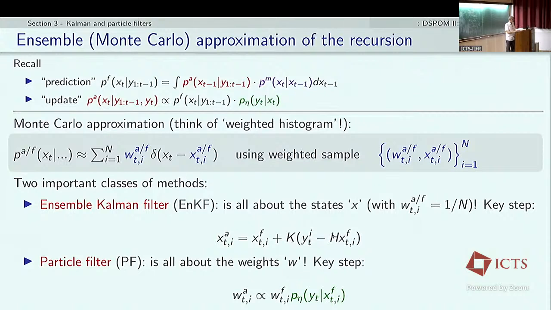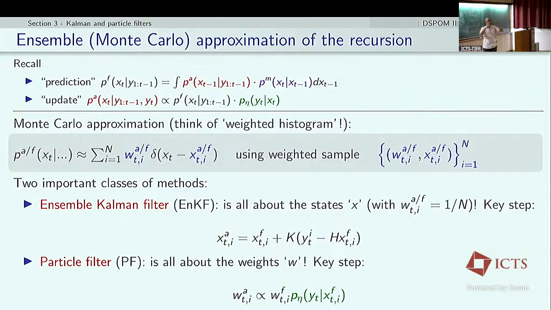So what happens in the Kalman filter? Essentially the weights always just continue to remain 1 over n, so it's not an importance sample, and the sample points move around. A picture would be something like this: you have these sample points at time t. When you do the update, the actual position of the sample points will change. That's the xa. Then they go forward in time, and at the next observation time you change the actual sample, and you keep doing this in time.